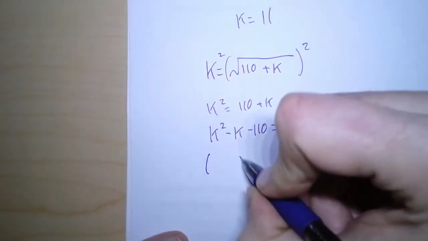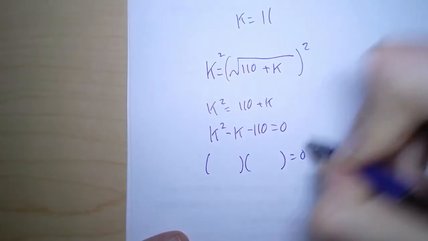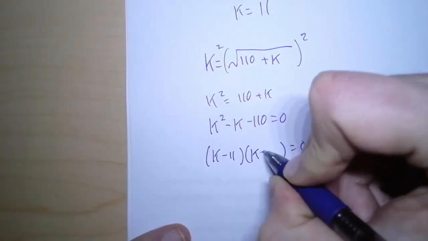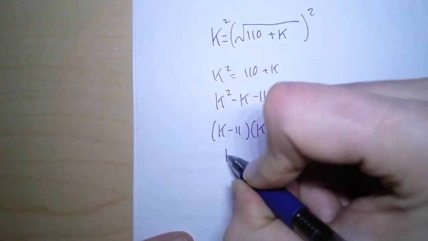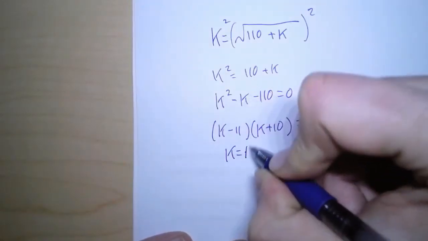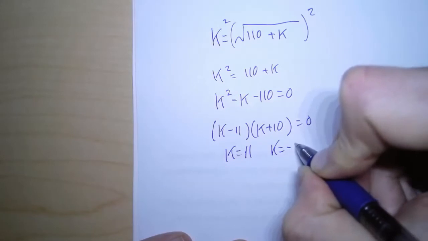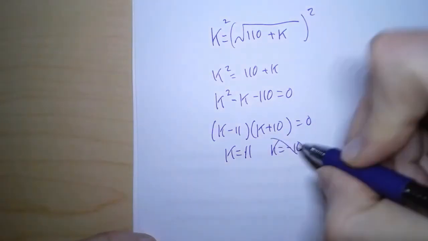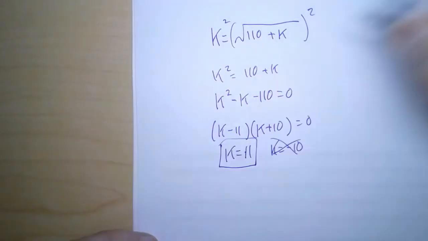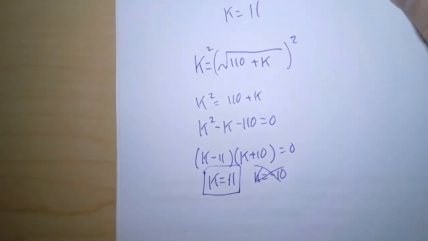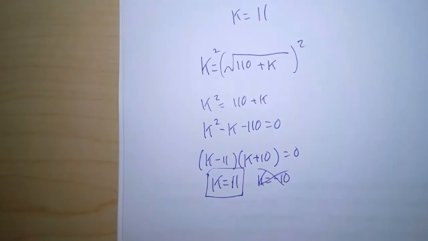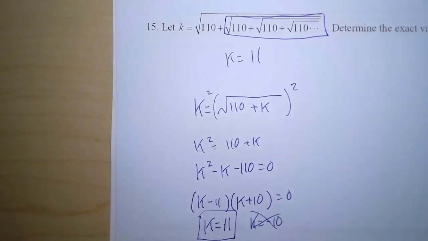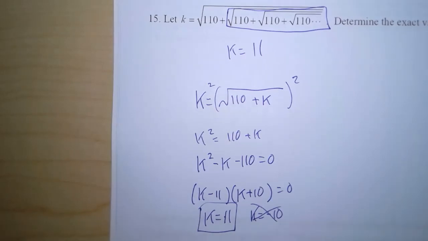And so now we can factor this, and this factors into k minus 11 times k plus 10. So k equals 11, or k equals negative 10. But in this context, it doesn't make sense for k to be negative, so we get a value of k equal to 11. So those are two different ways of figuring out how to find this exact value when you have a continued radical. So there's our answer, and we're done.